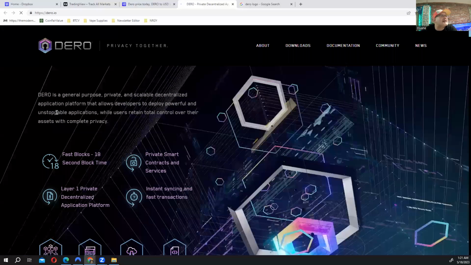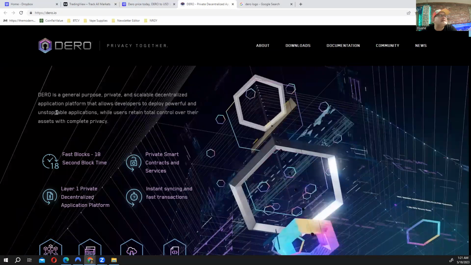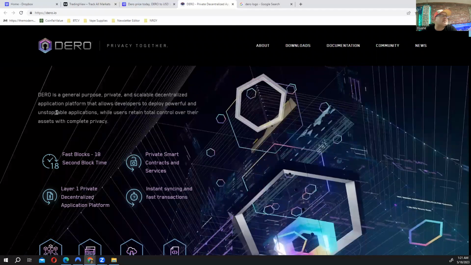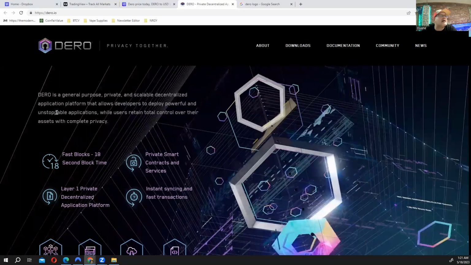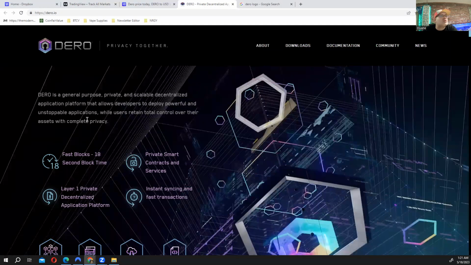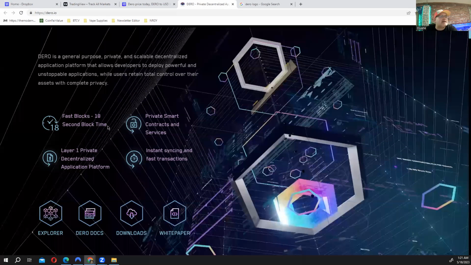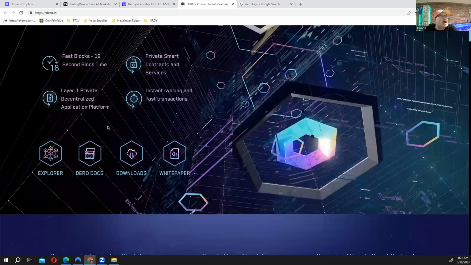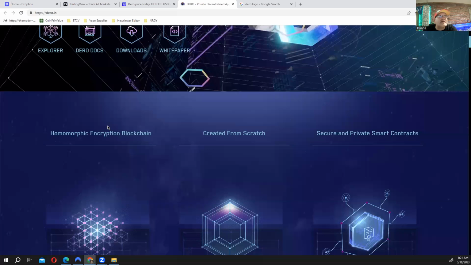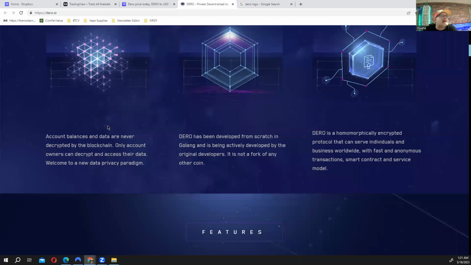It says Dero is a general purpose private and scalable decentralized application platform that allows developers to deploy powerful and unstoppable applications while users retain control over their assets with complete privacy. So it looks like it's a privacy coin in the DeFi market. And it talks a little bit of information about it.